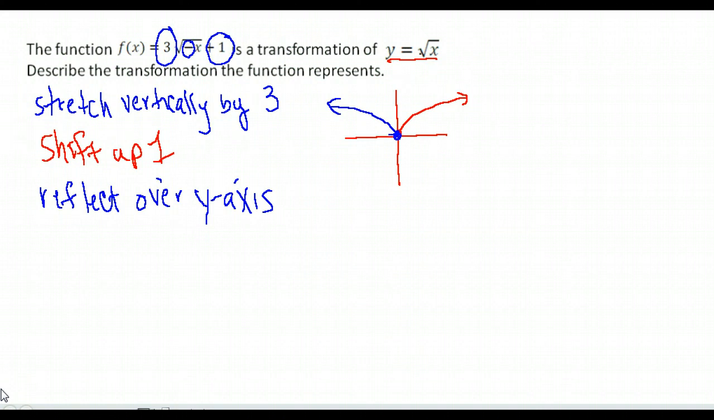Our actual final graph, we'll go ahead and do this one, would be up 1. So it would start here and be 3 times as steep. So it would be something like that black graph right there. The original looks like this red one over here. And then we reflected over the y-axis, moved it up 1, and stretched it vertically by a factor of 3. That's just a very basic sketch of what it might look like. Okay, so these are the different transformations that can be done to a function and where they're located in the function.